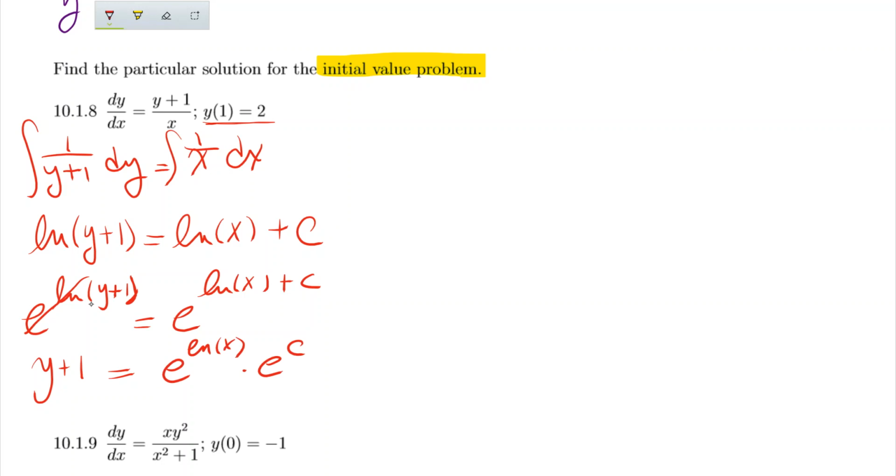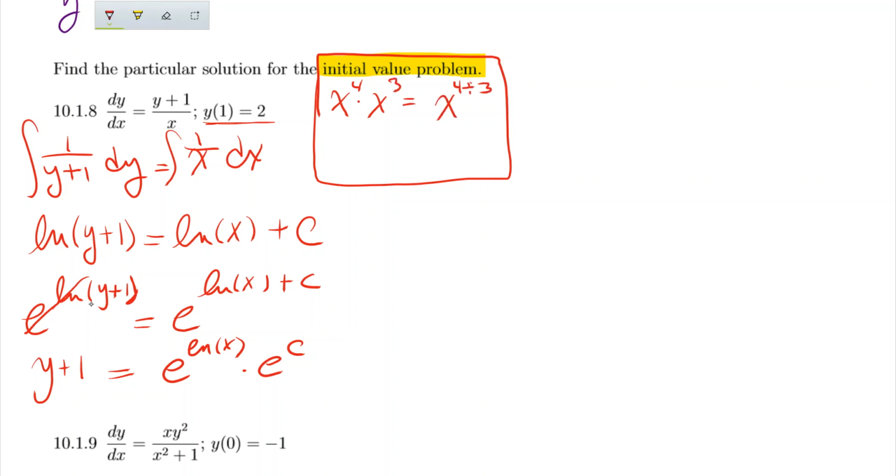Let me do a quick side note on that. You may remember a long time ago, when you have things with the same base, like x to the fourth and x cubed, you can add their exponents. 4 plus 3 makes 7. So that's what I'm using. I'm saying if I have the addition, I can rewrite it like this. I'm going the other way. Usually we use this idea in the other direction. I want to write this a little differently.